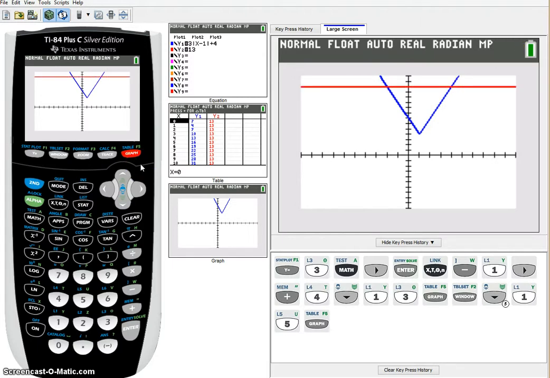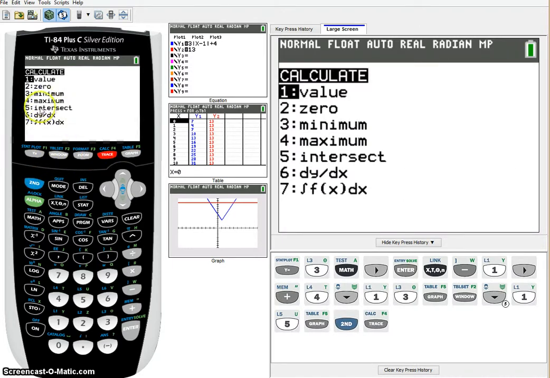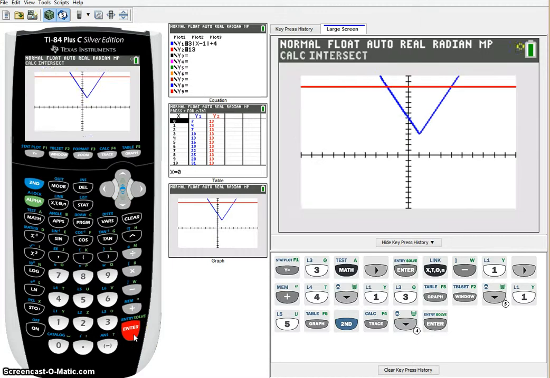And we want to find where the blue line is greater than the red line. So at what point on the graph is blue greater than red? We can find that exact intersection point using our calculate command. So if we press second, calculate, we're looking for the intersect, which is option 5. So we can scroll down to 5 or just press 5, enter.